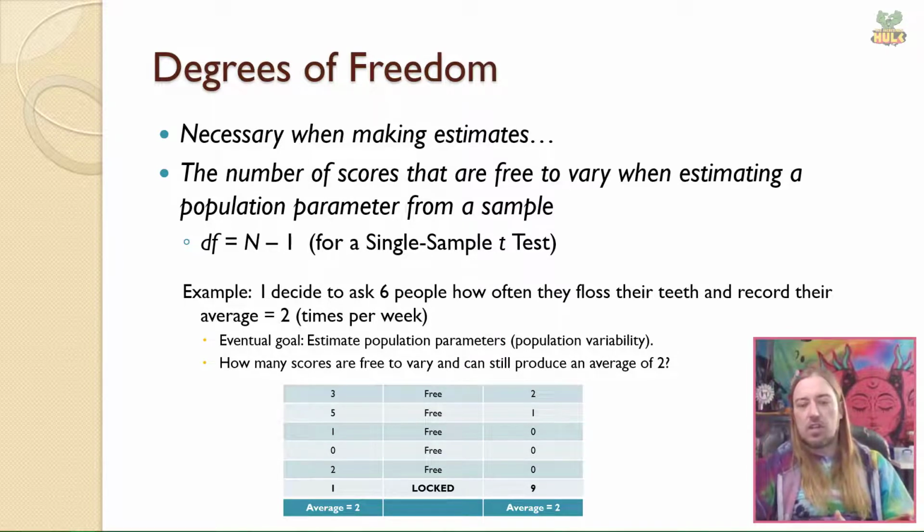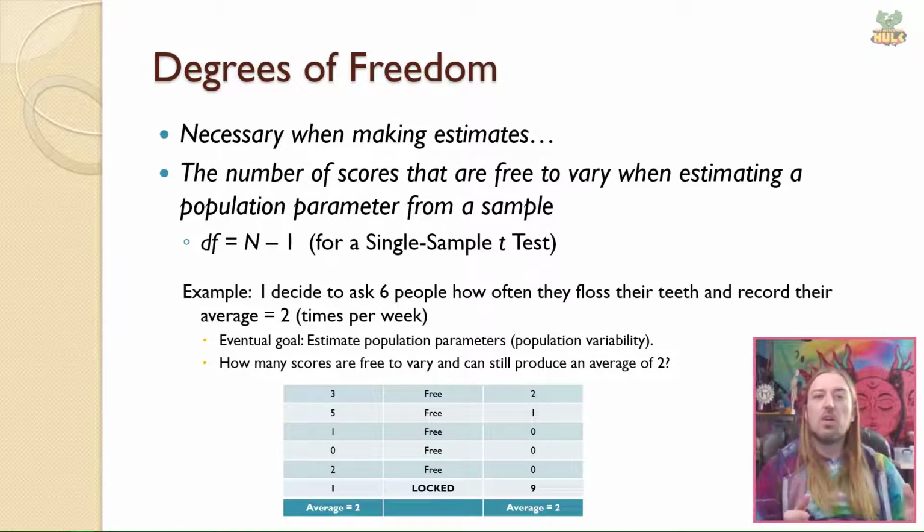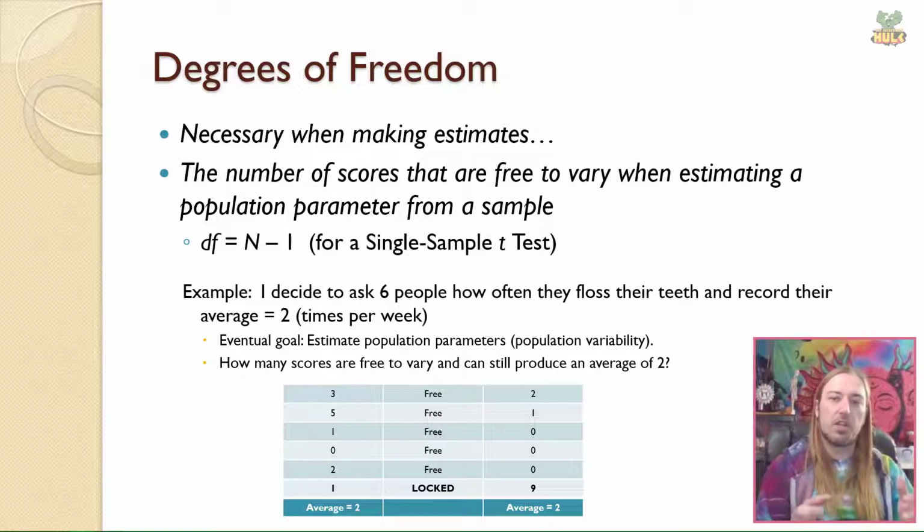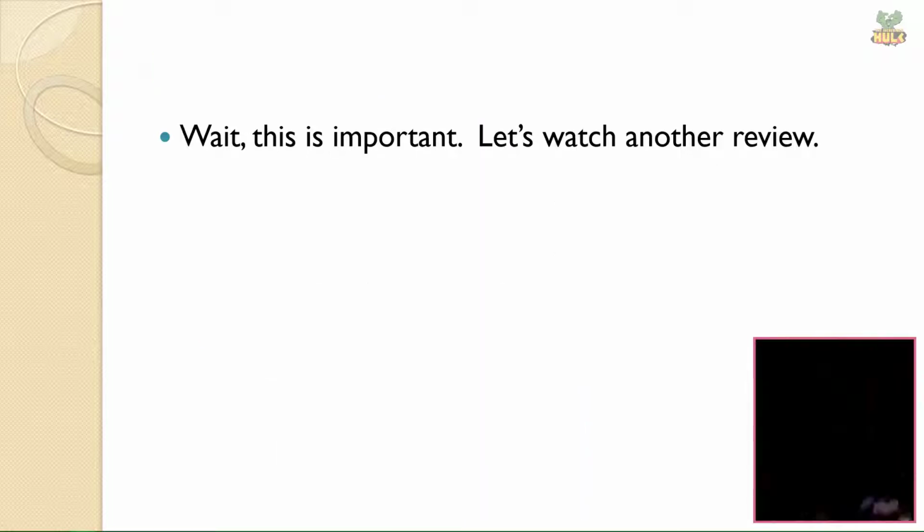We're essentially saying that if you had 30 scores contributing to your estimate of the mean, 29 of them could be anything at all, but that 30th one would have to be fixed, which means you would have 29 degrees of freedom for that particular estimate. So that's kind of important.